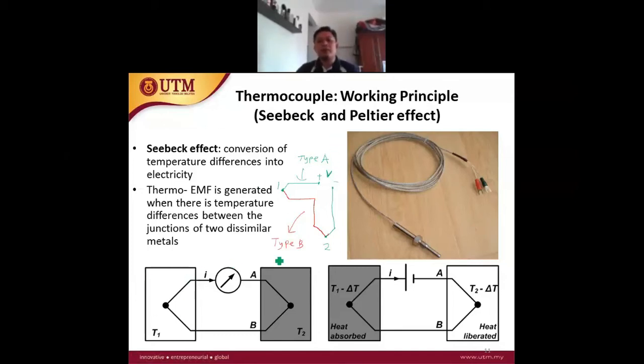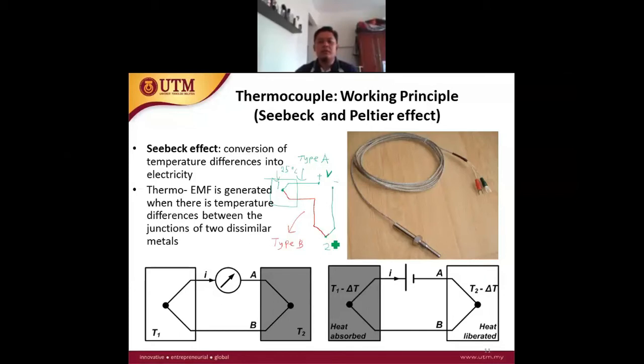So how it works, we have two junctions. One junction is usually kept at reference. You can choose this one as a reference. Let's say we maintain this at 25 degrees Celsius, that is the room temperature. So we put the insulation here. So we keep this junction at reference, and the second junction will be the measuring junction.